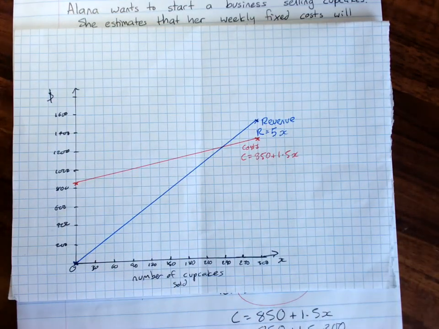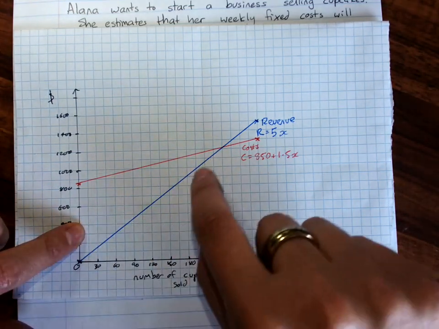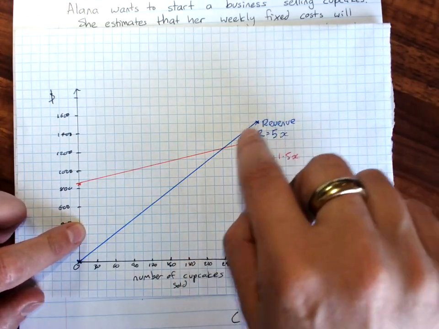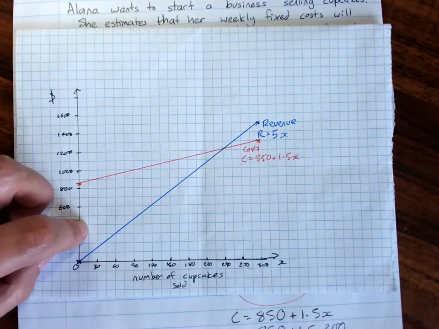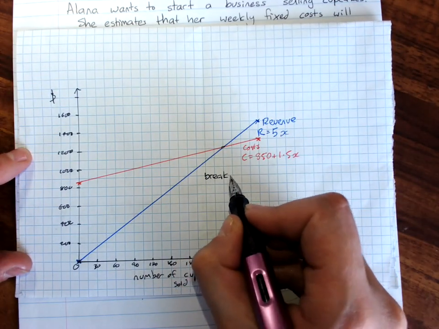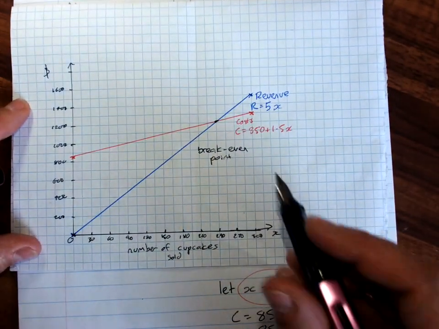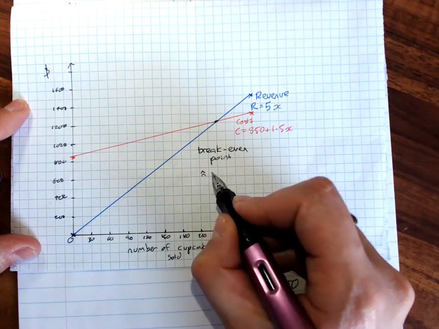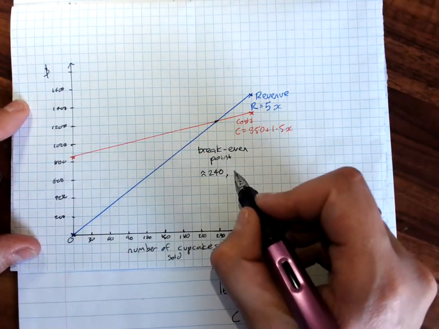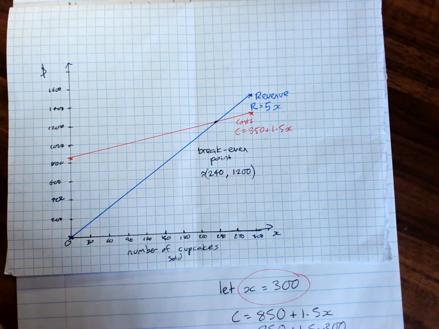So, this is a graphical representation of what the business could do. In this range here, her costs are greater than her revenue. She's losing money. She's making a loss. In this area here, her revenue is greater than her costs. She's making money. She's making a profit. This is her break-even point. Now you can get a break-even point approximately from the graph at about 240 cupcakes and at a revenue of about 1200. So you can say approximately where that is from the graph.